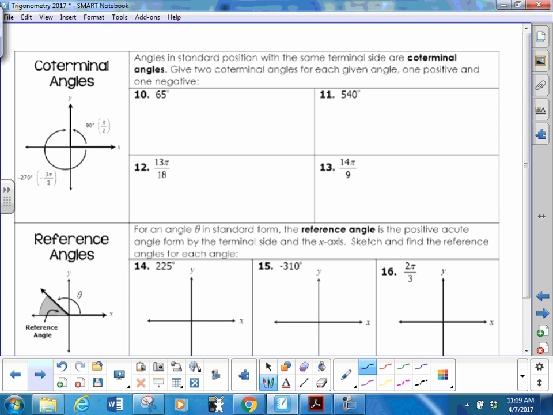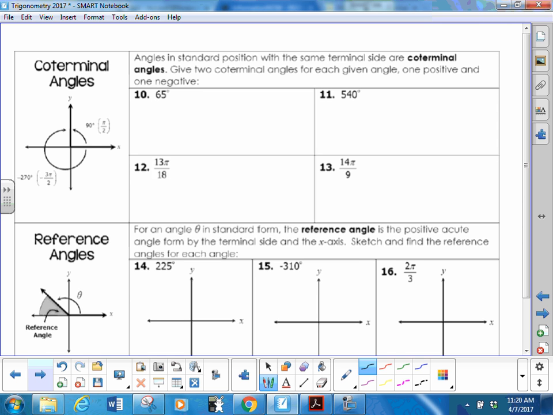Okay, coterminal angles. Angles in standard position that have the same terminal side are called coterminal. They're going to give us an angle, and they're going to want us to give them back coterminal angles, a positive one and a negative one. So let me show you what I mean by that.